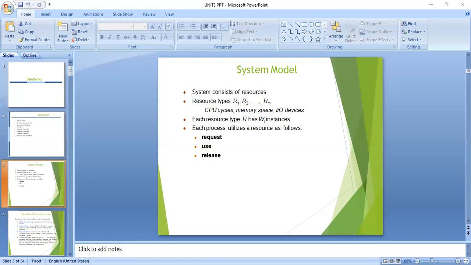So today we have learned what a deadlock is, what a system model is, what the deadlock characteristics are, based on which characteristics a deadlock might occur, how to allocate the resources to the processes, and how to represent or implement the graph.